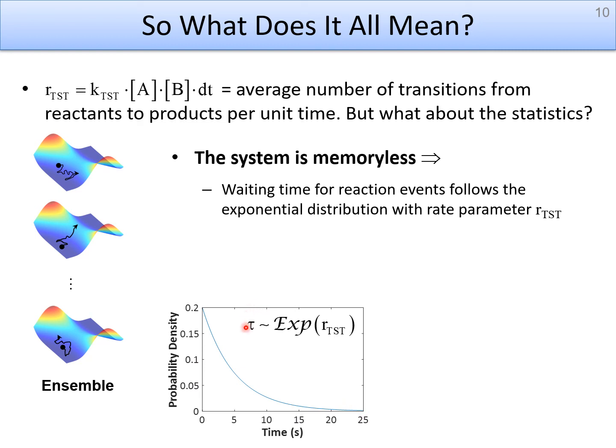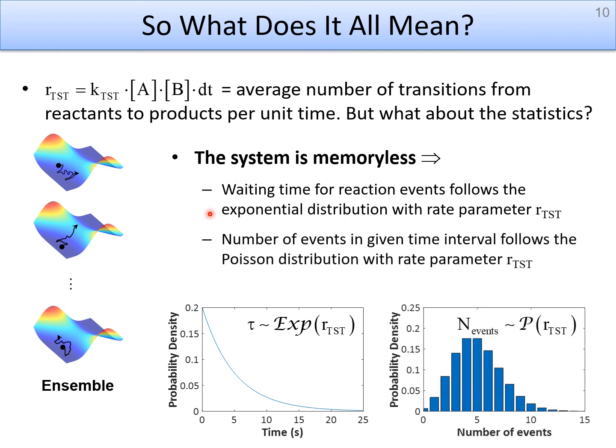Sometimes we write this fact in this notation. So this tau, the time that the reaction will happen, follows the exponential distribution with rate parameter r_TST. Right, so this means "follows." This is not the exponential function. This is just the exponential distribution with rate parameter r_TST. So we answered the question about the waiting time.